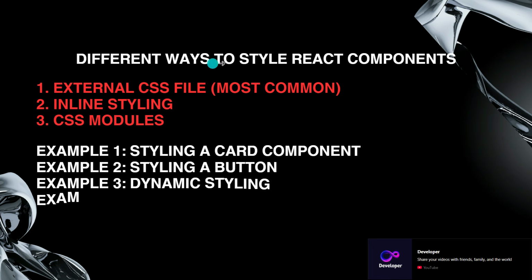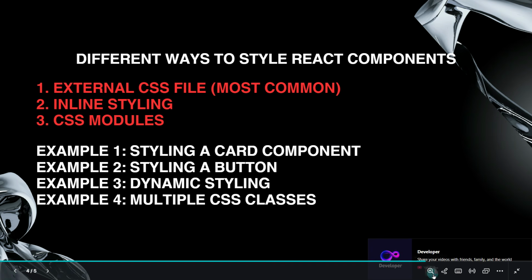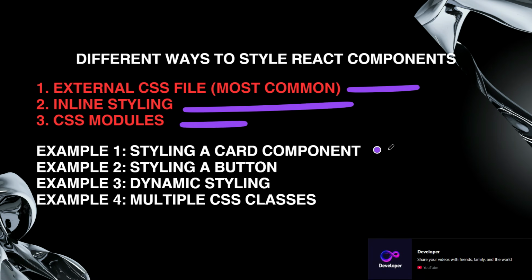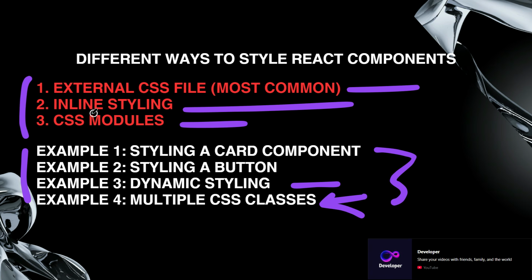Now, the different ways to style a React component. First is external CSS files, which is the most common. Next is inline styling, then CSS modules. We will also see examples: styling a card component, styling a button, dynamic styling, and multiple CSS classes. First we will see these three, then the examples. So first we will see external CSS files, then inline styles, then CSS modules. Let's start with external CSS files.